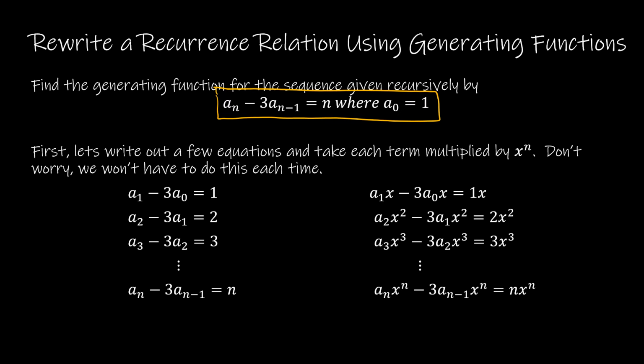So the stuff at the beginning says let n equal 1, let n equal 2, let n equal 3, let n go all the way down to n equals n. For each of them, essentially what I'm doing is taking this recursive relation and replacing n with 1, replacing n with 2, and so on. And then I'm taking each term multiplied by x to the n. So I'm taking all of this times x to the first, all of this times x squared, all of this times x cubed, and all of this times x to the n.